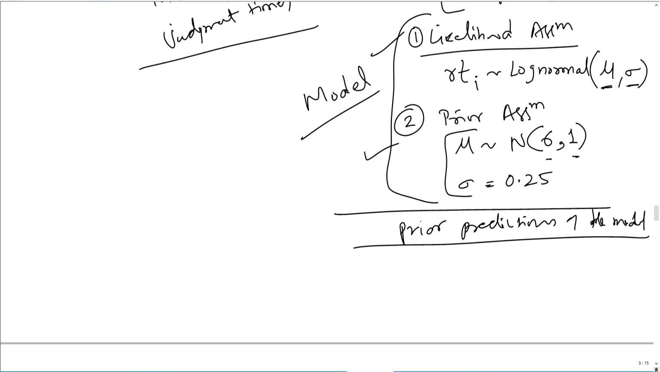That idea is to simulate new data from the model, right. How do we simulate data from a model? How do we generate new data from a model? Like this. You know that reaction time in the ith trial will come from LogNormal(mu, sigma), right.